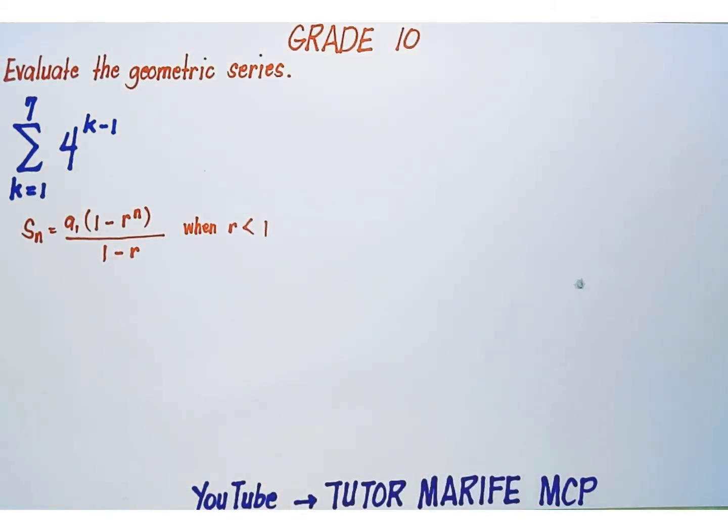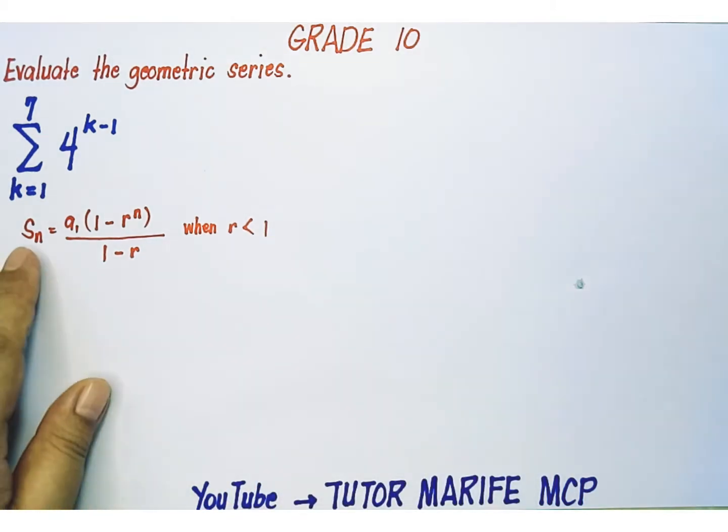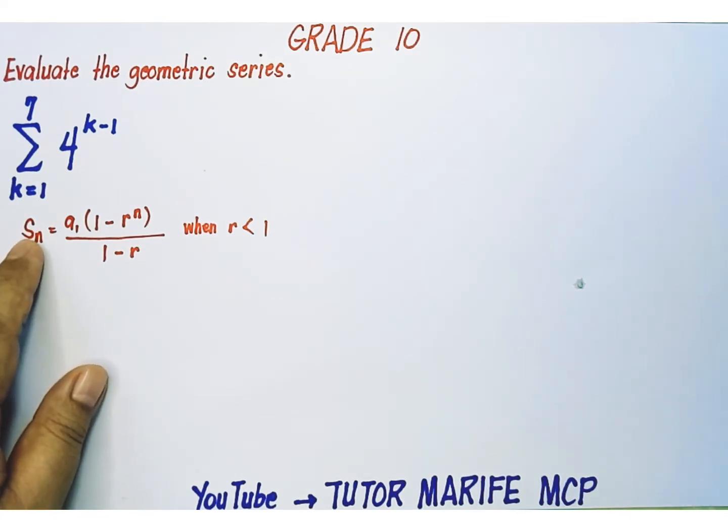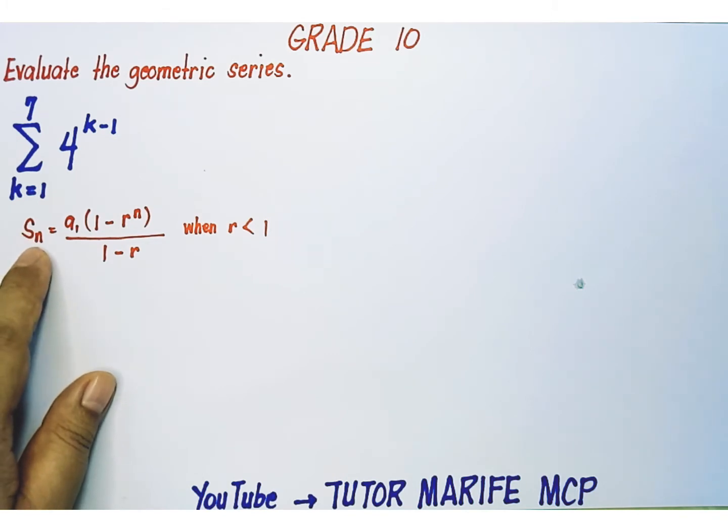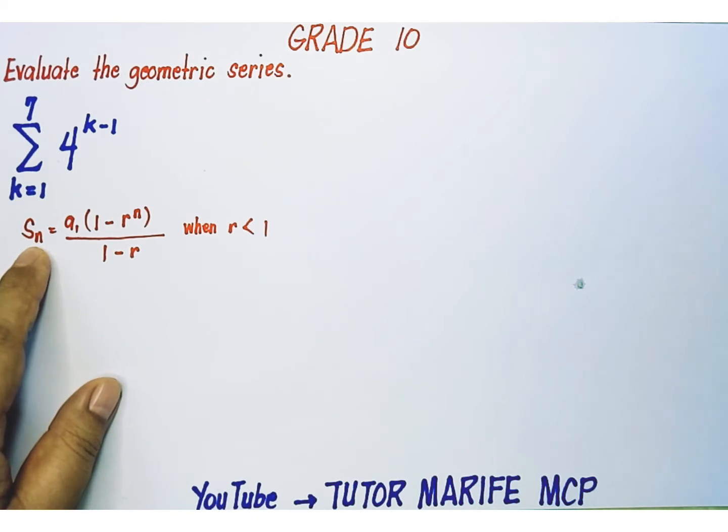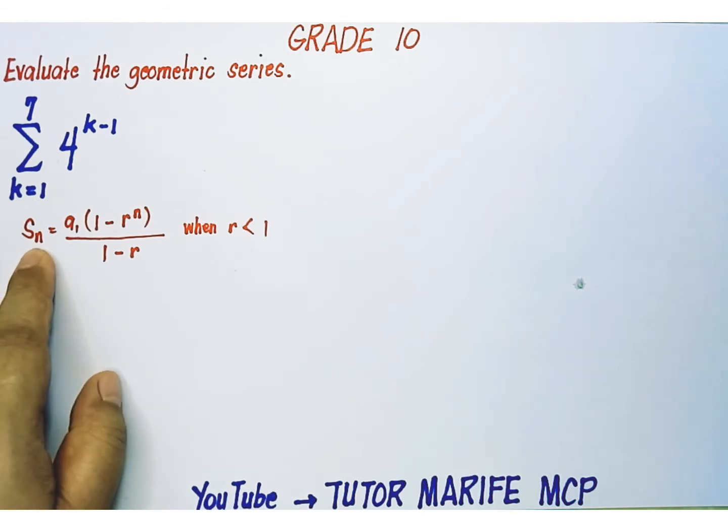I-define ulit natin yung symbols na nagamit sa formula. S sub n stands for the sum, the finite sum of the n terms. Ito, sinasabi ito sa problem. Okay, yung nagiging subscript mo dito, for example, find the sum of the first term up to the third term of the given geometric sequence. Ganon. So, yun yung subscript dito ng S.